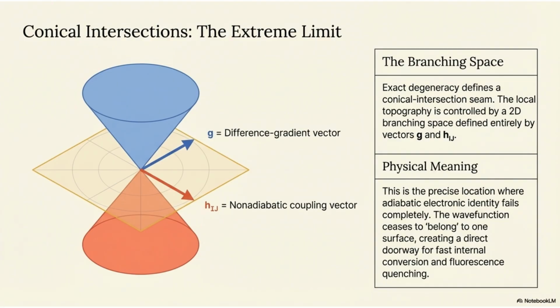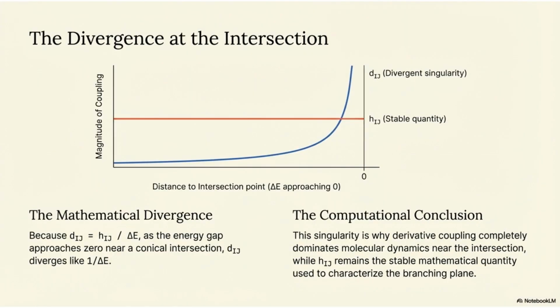Conical intersections are the extreme limit, defined by exact degeneracy. The local topography is controlled by the branching space, defined by the difference gradient vector G, and the non-adiabatic coupling vector H. This is where electronic identity fails, enabling fast internal conversion. At the intersection, the derivative coupling D diverges as the energy gap approaches 0. However, the non-adiabatic coupling vector H remains a stable mathematical quantity used to characterize the branching plane.